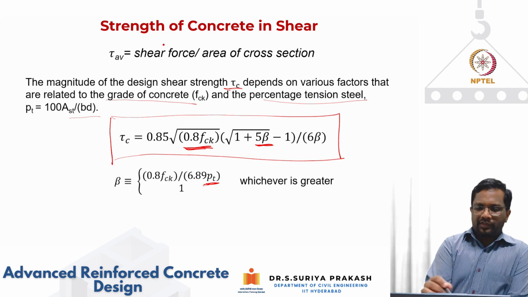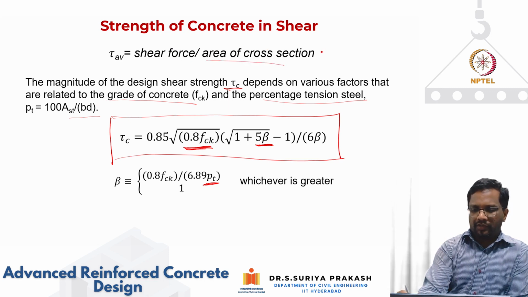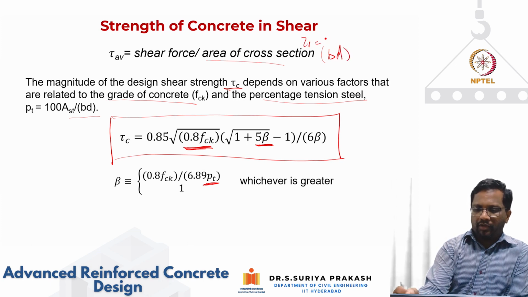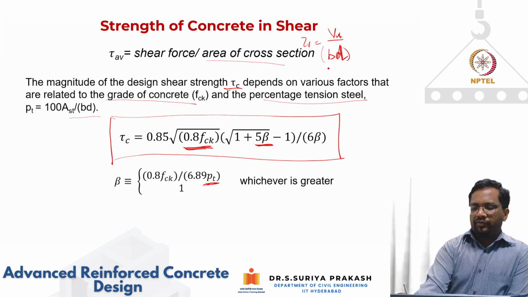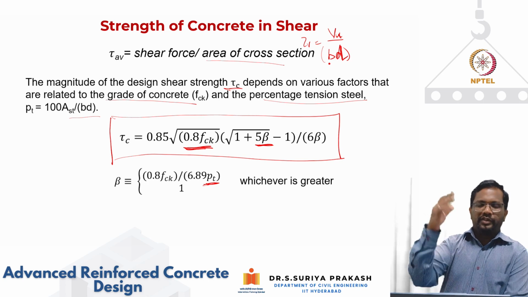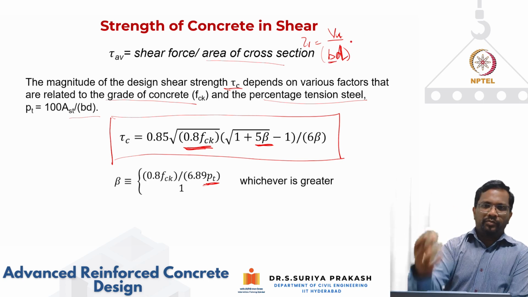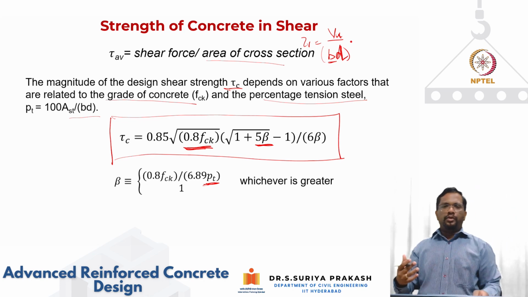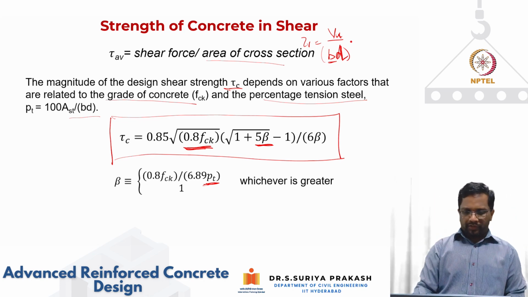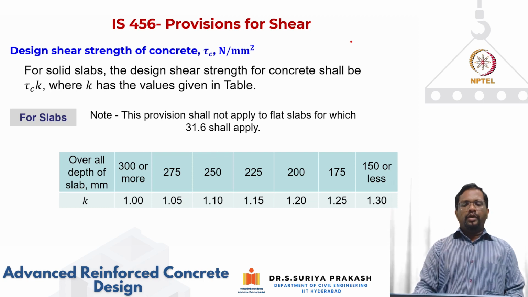And average shear stress, we know, is the shear force divided by the area of the cross section, or it is nothing but b times d. Basically, tau v, nominal shear stress, is Vu divided by b times d. And in b, we have to take the breadth of the web. Let's say if you're doing a flanged section, then the b you have to take is the web, because the web is the one that is going to take predominantly the shear load. Now, this is for beams.